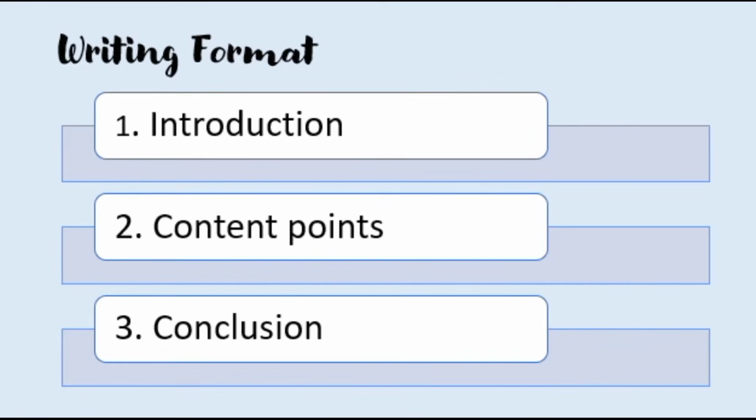Let's first of all look at the writing format for writing task 2. So this is the writing format for your essay. It should look like this. You should have 3 key parts to your essay. The first part of your essay is your introduction. The second part would be your content points. And the last part of your essay is the conclusion.